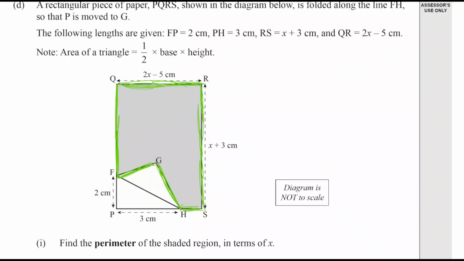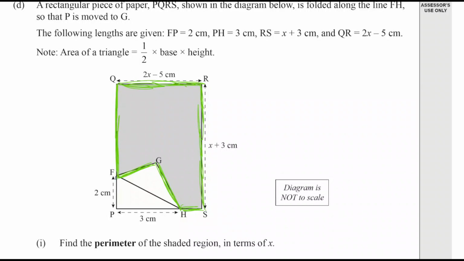So there's a few sides that aren't labeled. Right? The perimeter is the sum of all the sides. We are given 2x plus 5. That's great. We're given x plus 3. But what about Q to F? What about these ones in here, F to G or G to H? So let's have a think.